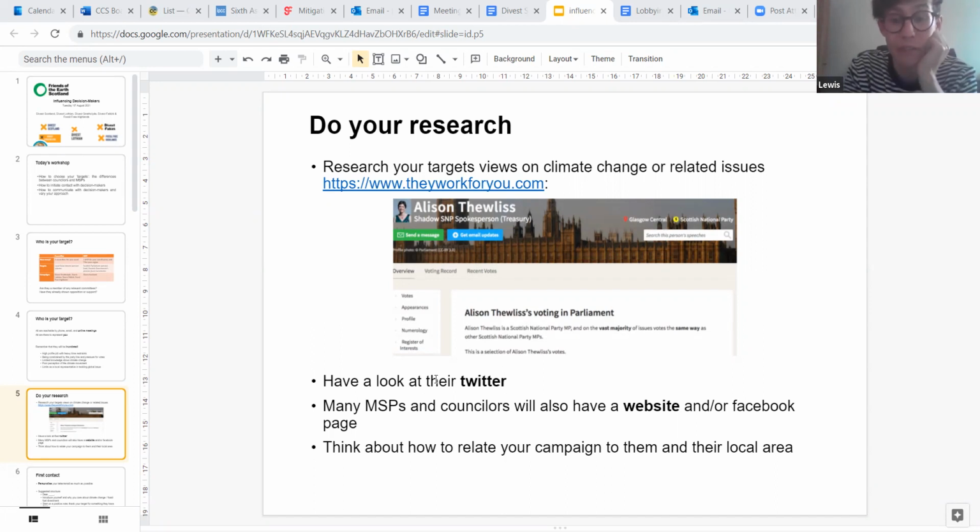Many MSPs will have their own website. Some councillors also do, although it can be rarer. In general, there's just more information out there about MSPs because they're more high profile figures than councillors. And essentially just scroll through the internet and sort of online stalk them a bit, and you'll find useful things which you can then make note of and use as the starting point for conversation.